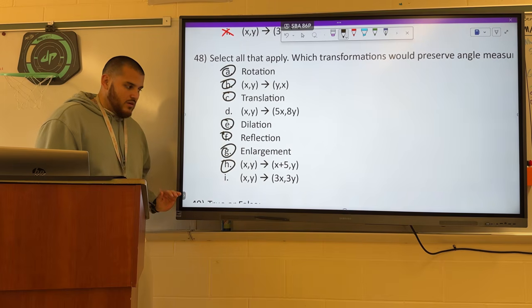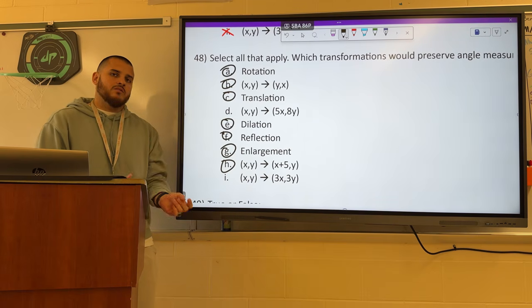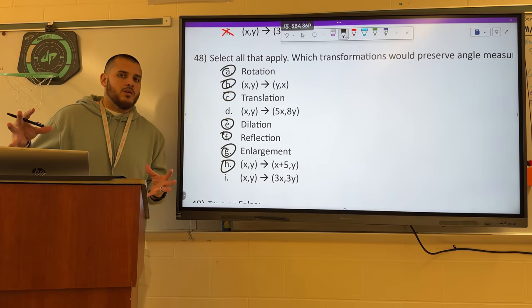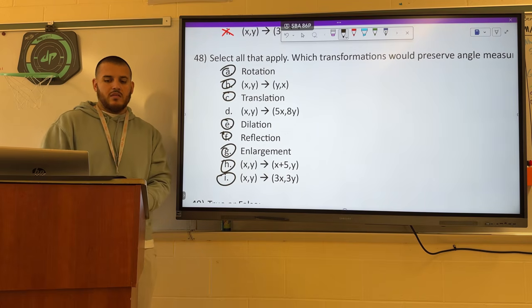And that last one, I, is an enlargement. It's taking your figure and multiplying it by a scale factor of 3. So it grows 3 times larger. That's side length, so not the angles. The angles are preserved. They stay the same.